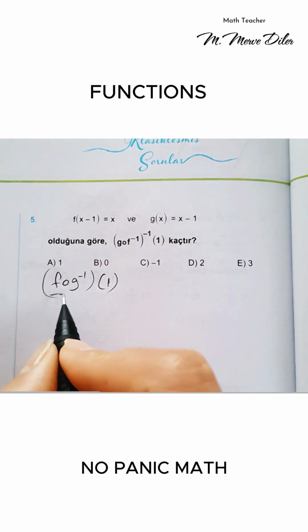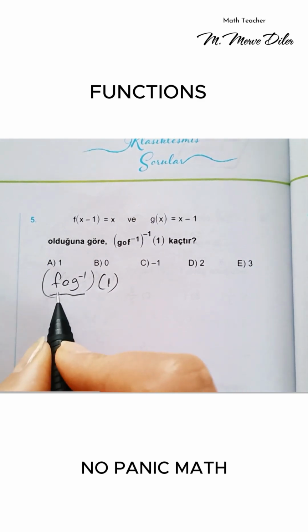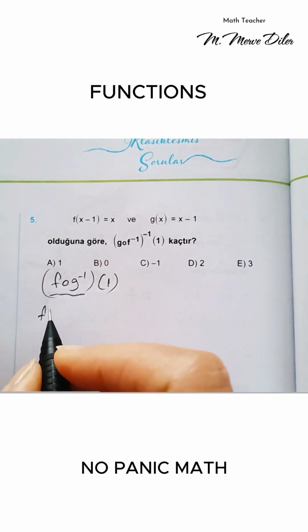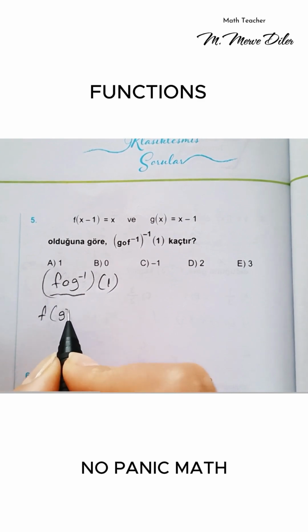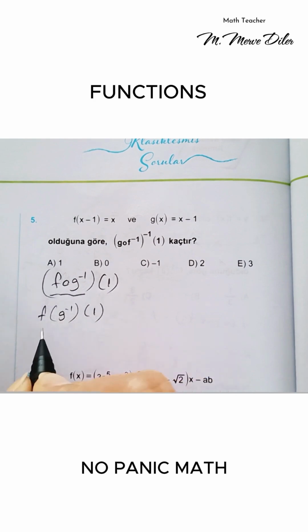Pay attention here. It's still important. It's a composite function. Let's break this down right away together. I opened the parenthesis with f, closed it with the inverse of g, closed it, and what else is it doing?